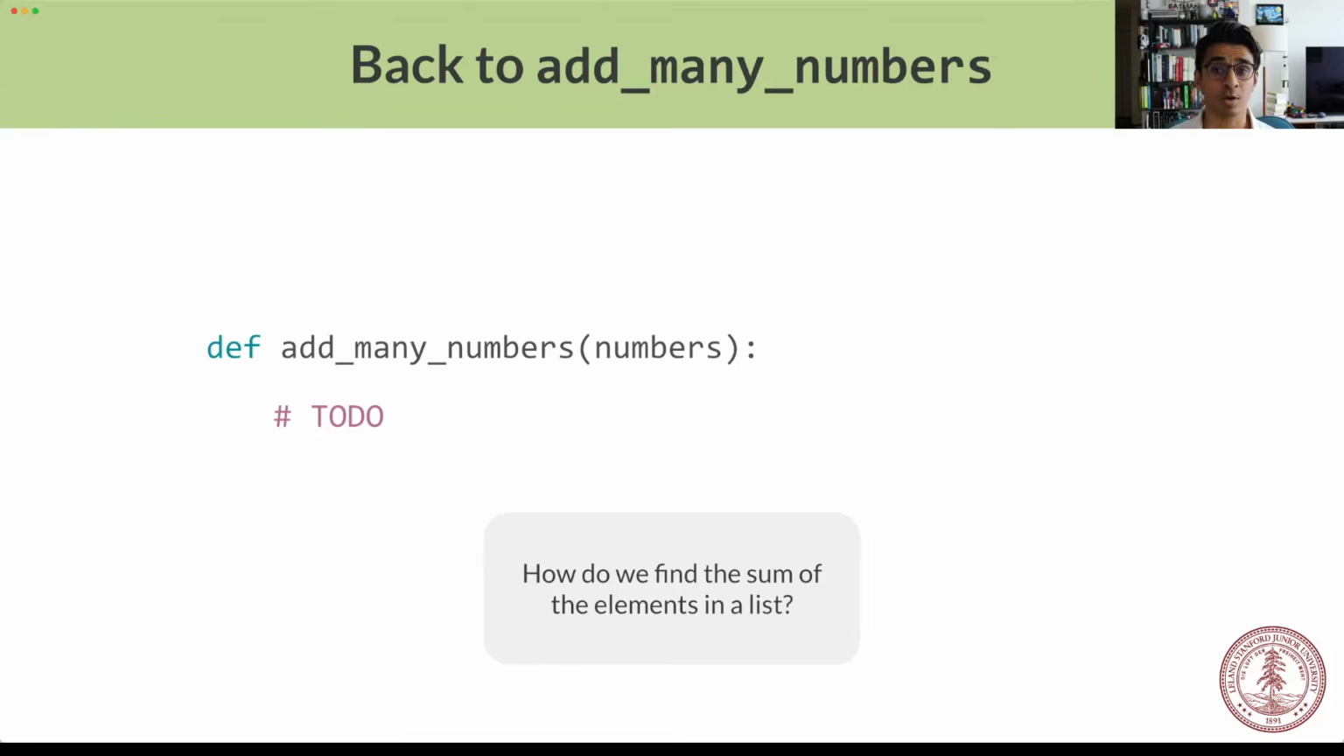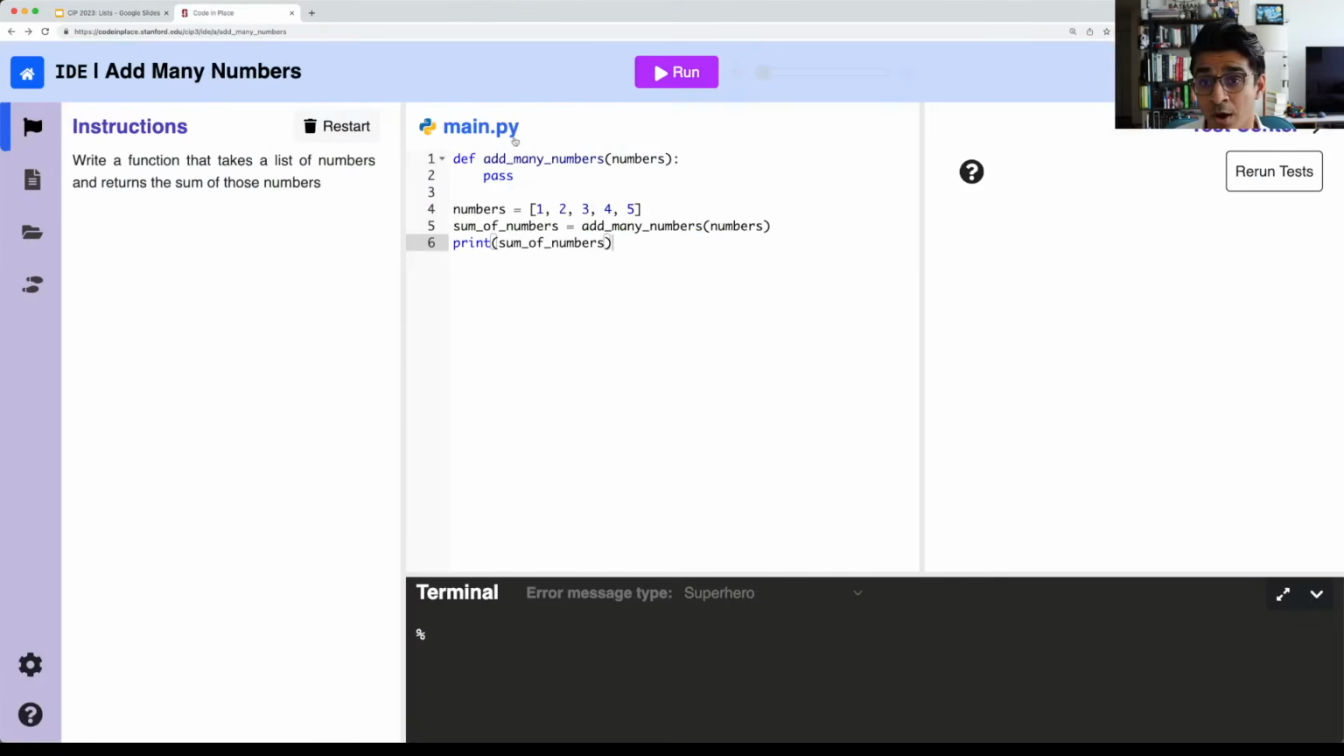Well, for that, I actually want to jump into the Code in Place IDE, where you'll find this problem as a worked example for this lesson, and I'd like to talk about exactly how we could do this. So once again, we've got this function over here, add many numbers, that takes in a list of numbers and for which we need to find the sum of those list of numbers. We've also got some sample code that tests it over here. We've got a set of numbers, 1, 2, 3, 4, and 5. We call the add many numbers function, and then we print whatever it returns over here.